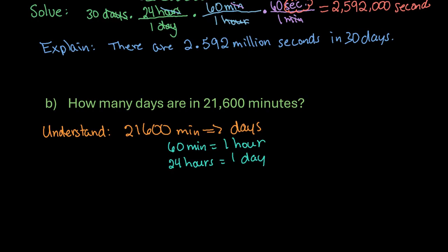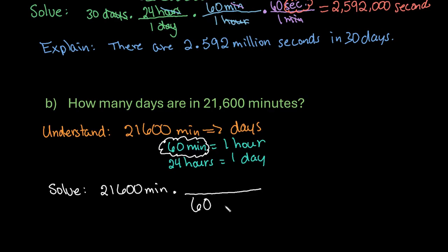When we go to solve this, we're going to use that information. We're going to start with what we know. We are given 21,600 minutes. I want to get rid of the minutes, so this time I'm going to put the 60 minutes on the bottom because we're trying to cancel out our minutes. And then we would put the 1 hour on the top. Whatever you're trying to get rid of needs to go on the bottom so we can get rid of that. If we were to do this calculation, we would be in hours.